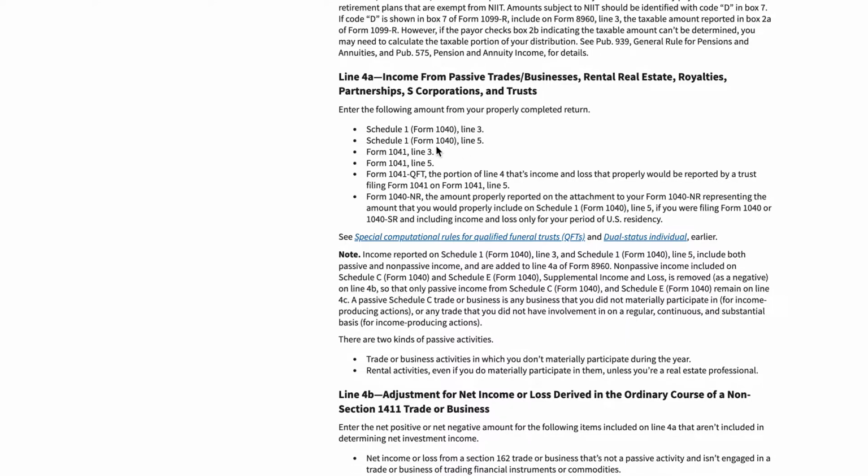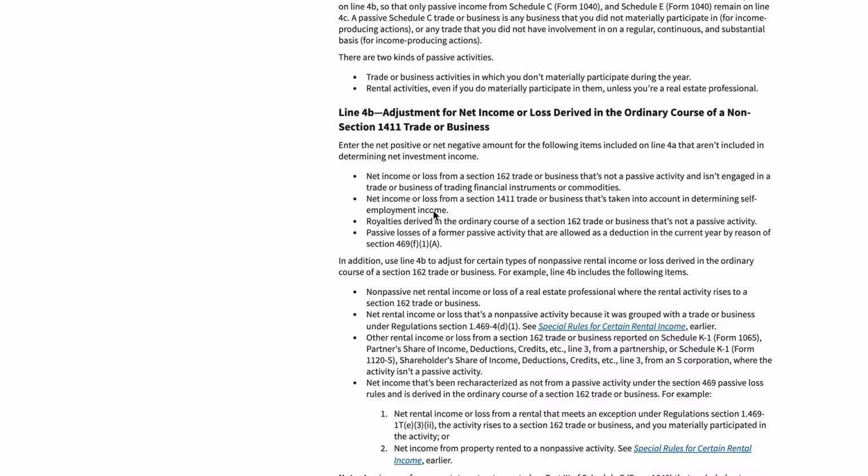This is going to come from your Schedule 1, line 3, Schedule 1, line 5, and any of these other applicable lines. For 4B, the adjustment for net income or loss derived in the ordinary course of a non-Section 1411 trade or business, these are the net positive or net negative amounts for certain items that are not included in determining net investment income. That includes income or loss from a Section 162 trade or business that's not a passive activity, net income or loss from a Section 1411 trade that's taken into account for self-employment income purposes, royalties in the ordinary course of a Section 162 trade, or passive losses from a former passive activity allowed as a deduction in the current year because of Section 469.